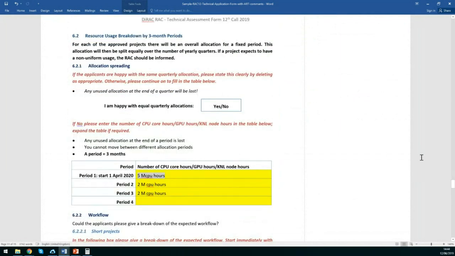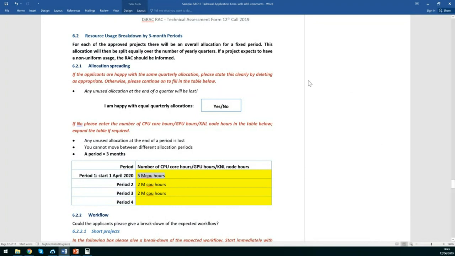The next bit is how you would like to have your resources allocated. By default, we will allocate per quarter the amount of allocation divided by the number of quarters there are for your application. In this case, there would be three quarters. So we would expect by default, if you don't put anything there, that you get 3 million core hours per quarter. If you want a different type of profile, you have to tell us.